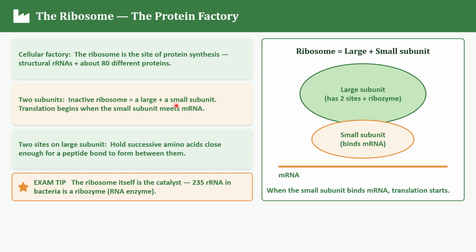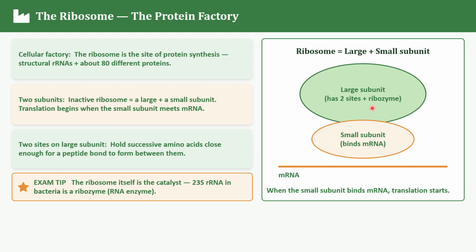One is the smaller unit and another is the larger unit. They are subunits. The small subunit binds to the mRNA. Here you can see the small subunit. It binds to the mRNA, and once it encounters the mRNA, the process of translation begins. So this is the mRNA strand, this is the small subunit of the ribosome, and this one is the large subunit.